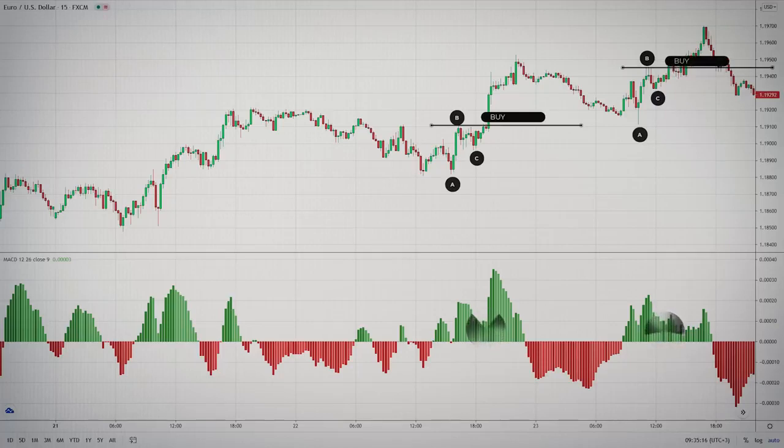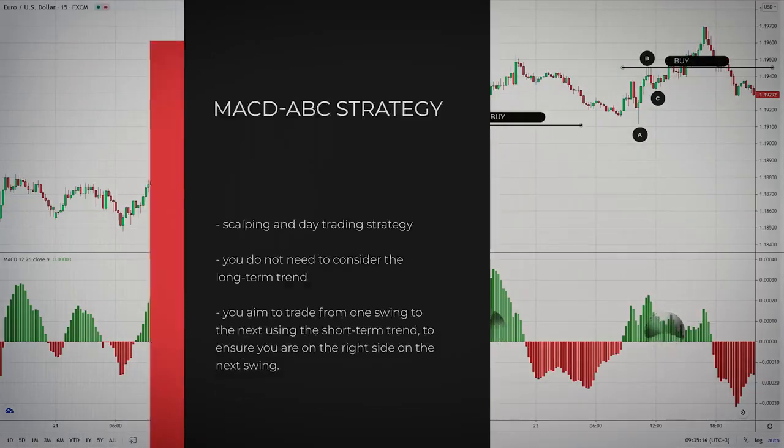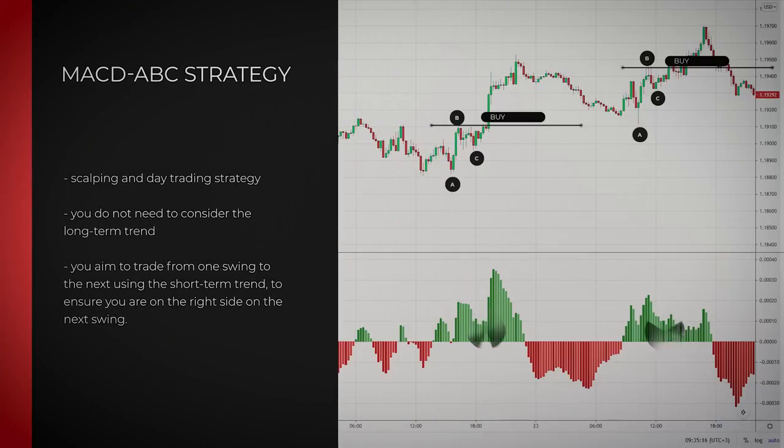For example, if you are trading the 5-minute time frame, it doesn't really matter what the daily time frame is doing. This is critical, as every chart has its own trend. In this example, we aim to trade from one swing to the next using the short-term trend to ensure we are on the right side of the next swing.